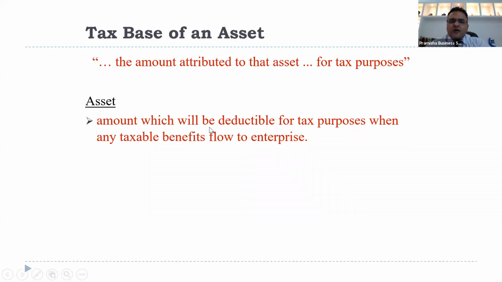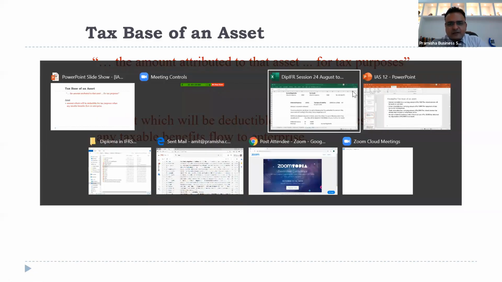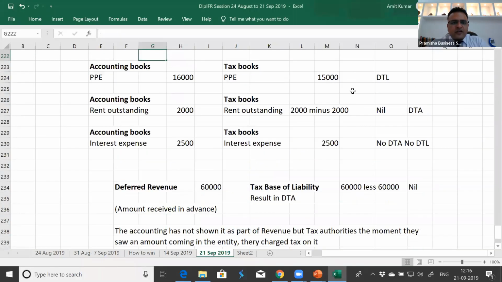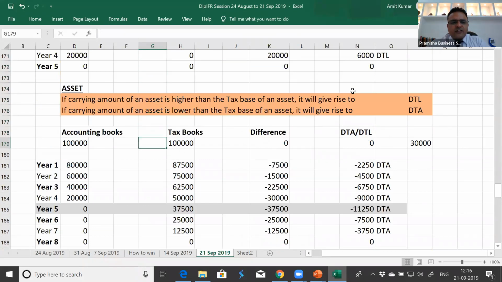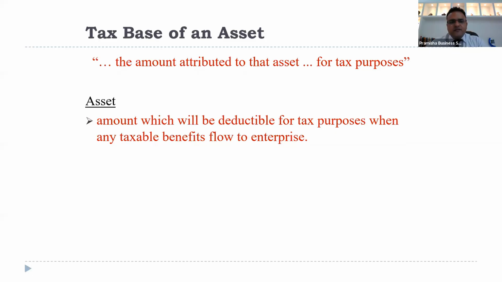Tax base of an asset is the amount attributed to that asset for tax purposes. In our example, if you notice, on day 1 the carrying amount was 100,000 and the tax base was 100,000. But after 1 year, the scenario changed. The carrying amount of the asset was 80,000, but the tax base of the same asset was 87,500. There is a difference which will be recorded.